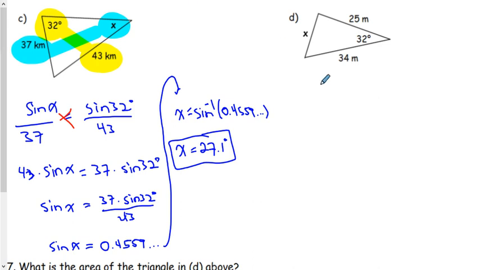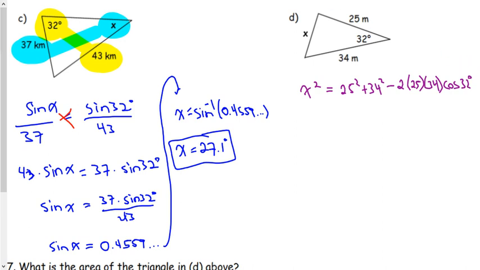Okay, so how do I set up my cosine law when I'm trying to find a side? Well, I say, okay, the side I want squared is going to equal the two sides that I know squared, 25 squared and 34 squared. And then I'm going to subtract. So that looks like Pythagorean theorem, right? And then I got to have my adjustment factor here to make this into cosine law. 2 times the two sides, 25 and 34. And then I got my cosine of 32 degrees.